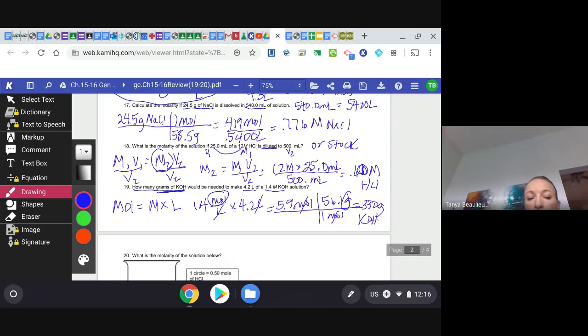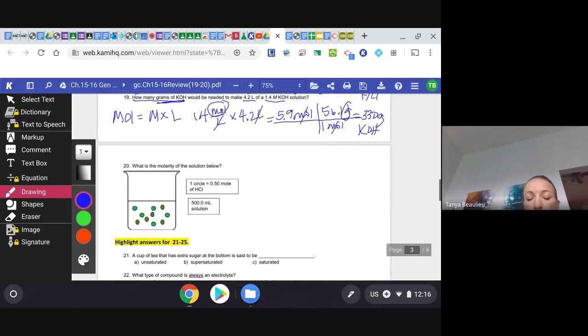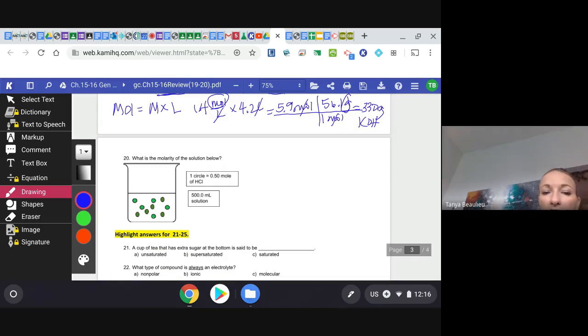Now, the last type of molarity question you had was like for number 20 there. What is the molarity? Again, you really have to know what molarity is. Molarity is moles divided by liters. So to find the molarity of this solution, I have to know how many moles I have and divide it by liters. Well, I have 500 milliliters of solution. Remember, you divide milliliters by 1,000 to get liters, which is 0.5000 liters then.